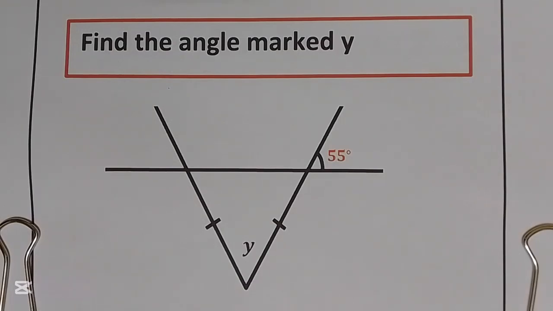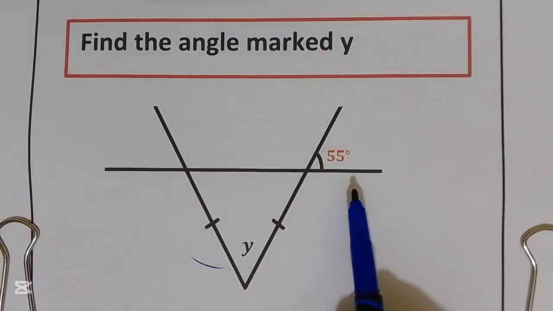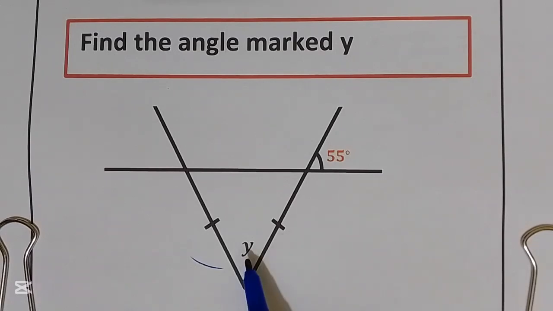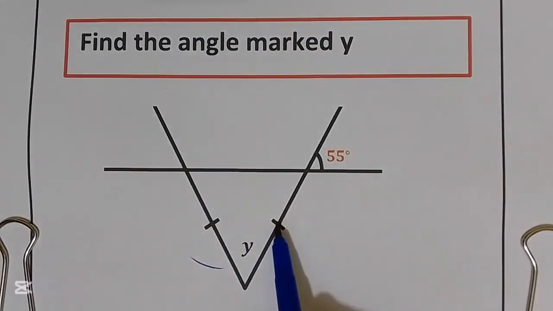We are still working with geometry questions. We have this figure. We need to find the value of y. Our figure has properties that will help us to find the value of y. That is, we have an isosceles triangle that is shown by these signs here.